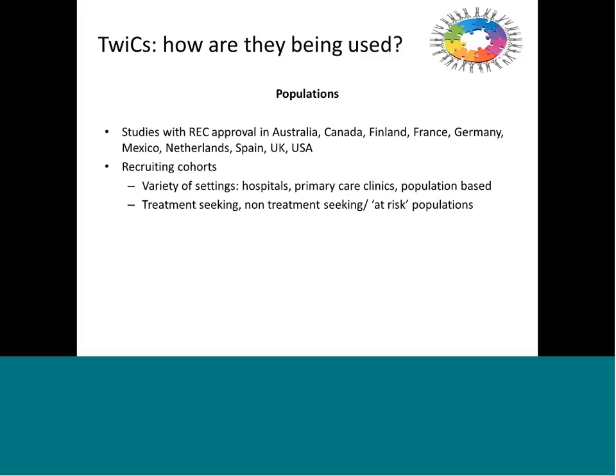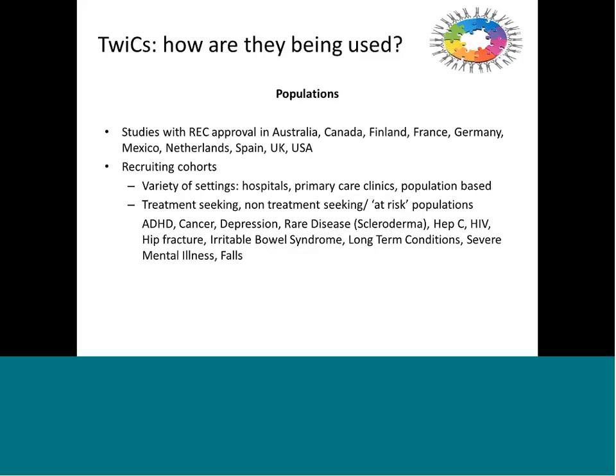Some of the populations being recruited are treatment-seeking populations and some are not, or are populations seen as being at risk of various types of disease in the future. The disease profile of the cohorts varies. So this is a list. It's not definitive, but it's nearly definitive, I think: ADHD, cancer, depression, rare disease, hepatitis C, HIV, hip fracture, IBS, long-term conditions, etc. And the cohorts vary in terms of early life, young teenagers, young indigenous populations, older people, the elderly, and those who are recruited just because of where they live, the geographical region.